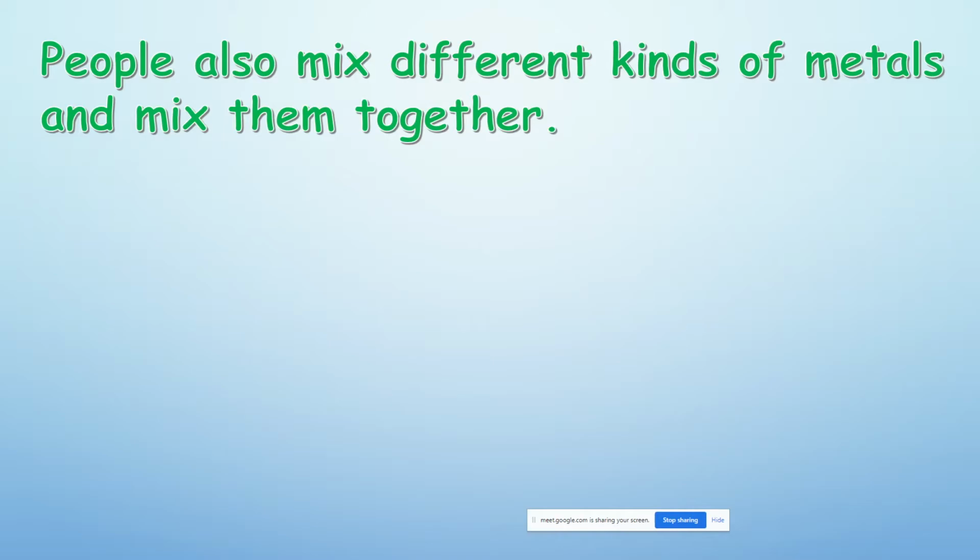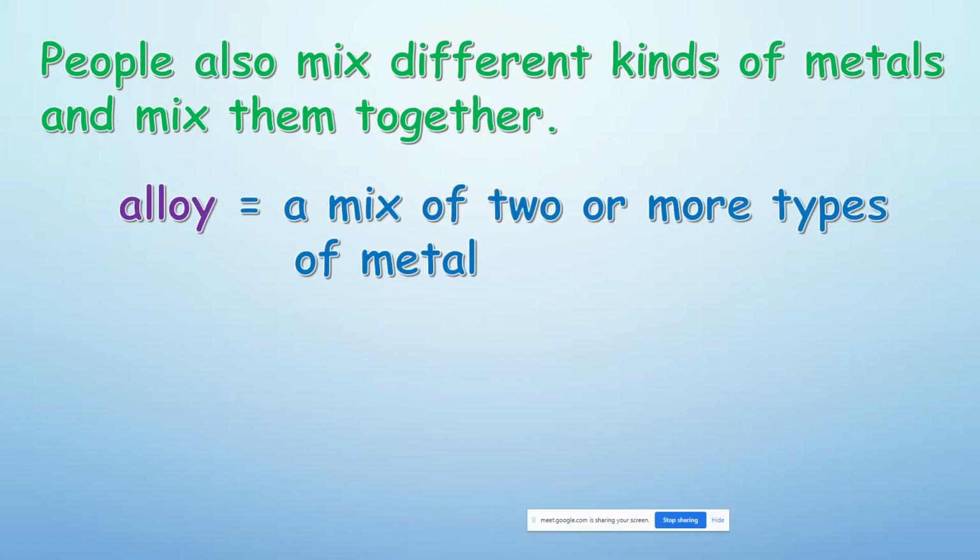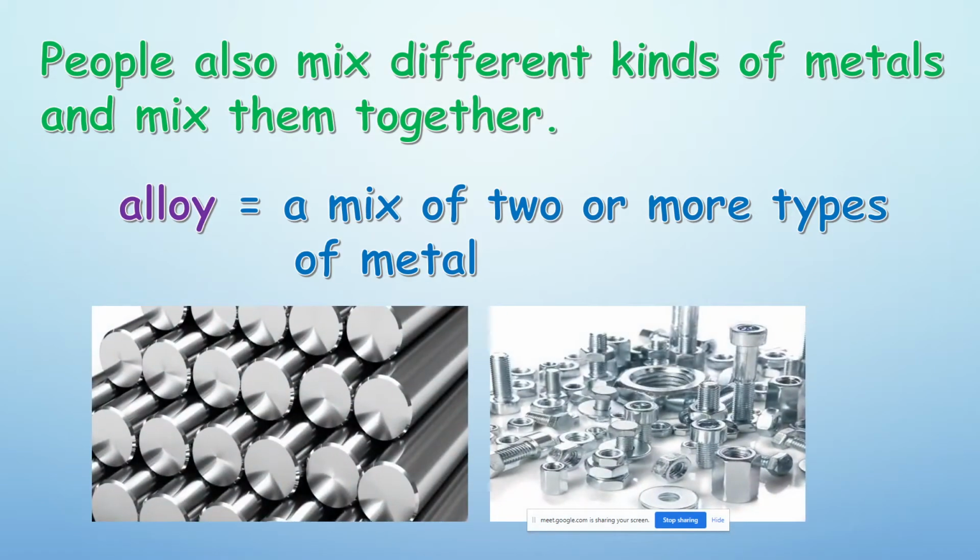Okay? So, the door is now an alloy. Because alloy is a mix of two or more types of metal. When you mix two kinds of metals, because there are many kinds of metals. Okay? For example, you have three metals, you mix them together, you can form the nuts, the screws.